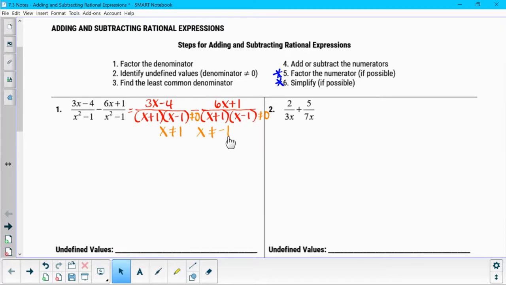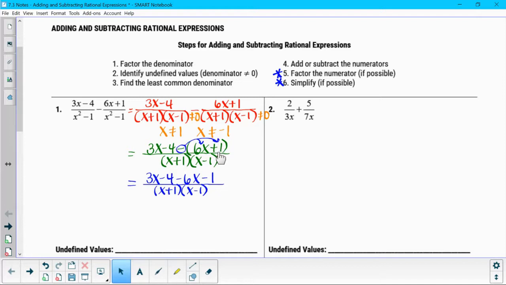Now that I have this, I'm going to go ahead and write my numerators over one common denominator. And this problem is nice because I already have my common denominator. So I have 3x minus 4 minus 6x plus 1. Remember that it's minus this entire statement, and we wrote that all over x plus 1, x minus 1. The reason why I really highlighted it by putting parentheses is because you have to be careful. This negative is going to distribute to the 6x and to the positive 1. So really, I have 3x minus 4 minus 6x minus 1 all over x plus 1, x minus 1.